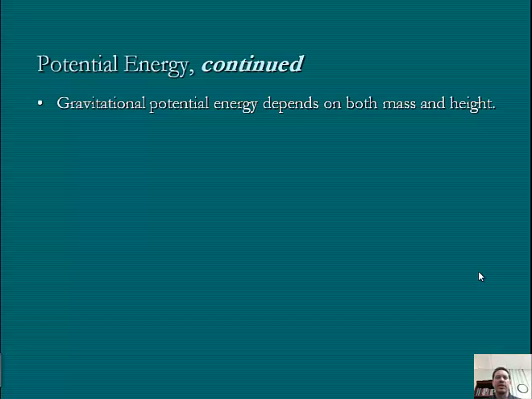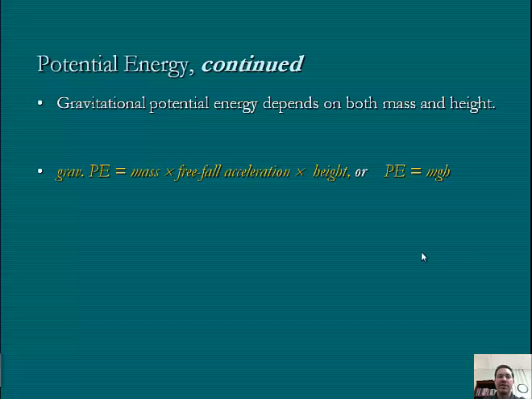So not only does gravitational potential energy depend on gravity, it's also dependent upon the mass of the object that you're holding and also the height at which you hold that object. So our first equation for this section, gravitational potential energy, is equal to the mass of an object times the free fall acceleration times height, and we can shorten this to be PE equals mgh. The height is typically a relative term, so basically it's in regards to a reference point of wherever the object's going to end up hitting.